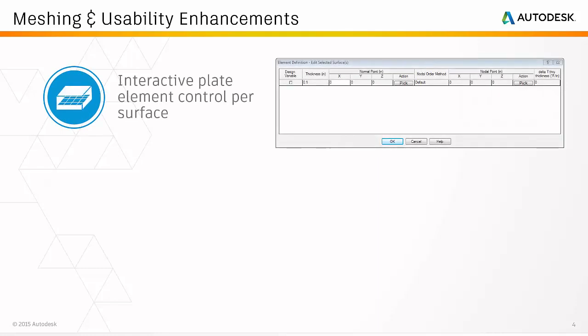Now, let's move on to meshing and usability enhancements. In static stress analyses, plate elements can have varying element definitions on a per part or per surface basis. The 2017 release allows you to make this distinction directly using a new browser entry. In static stress analyses, you can now interactively change the thickness, element normal point, and nodal point inputs.